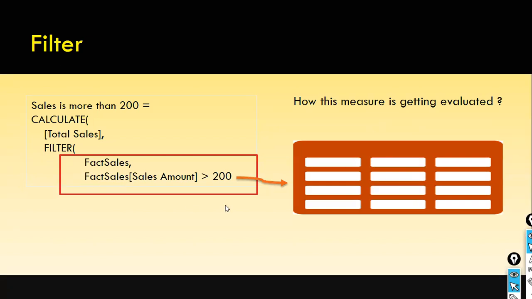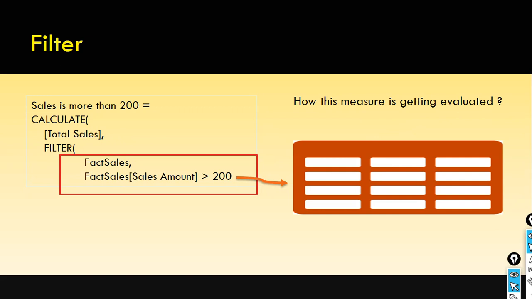Now look here, this is your CALCULATE function. Inside CALCULATE you can use a FILTER function, or you can use the FILTER function separately. You don't have to wrap it using CALCULATE. Let's say you are creating a measure, the sum of sales where sales is more than 200. First the filter gets applied, and all the sales amounts that are more than 200 are filtered into a virtual table. On top of this table, it will apply the sum, or average, whatever aggregation function you want to use.